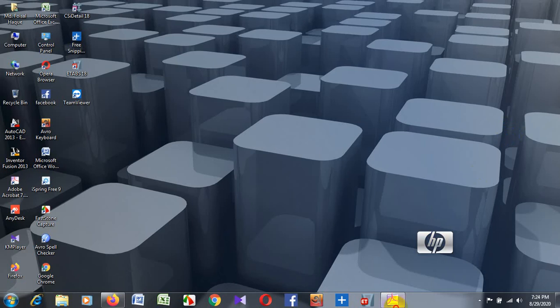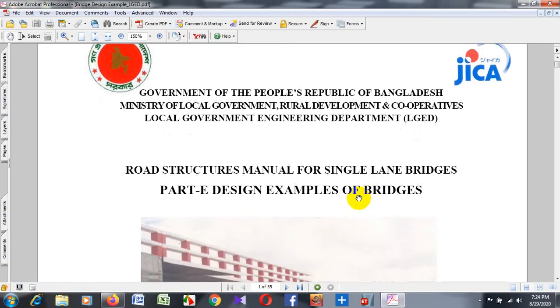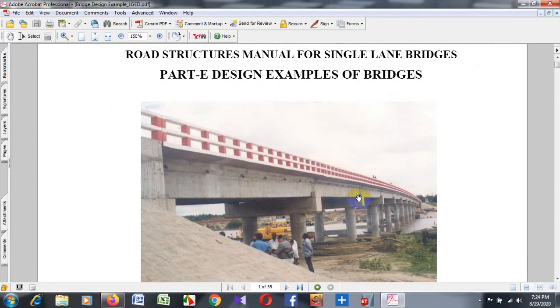Hello. Today I will talk about bridge design, or a bridge design example. Bridges are important for all nations. Today's bridge design is carried out by the Government of Bangladesh, prepared by JICA. This is the load structure manual for a single lane bridge, or the design example of a bridge.